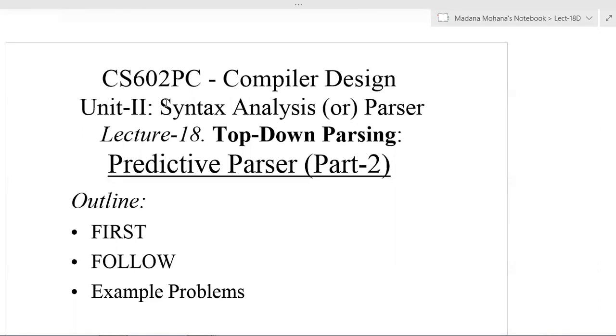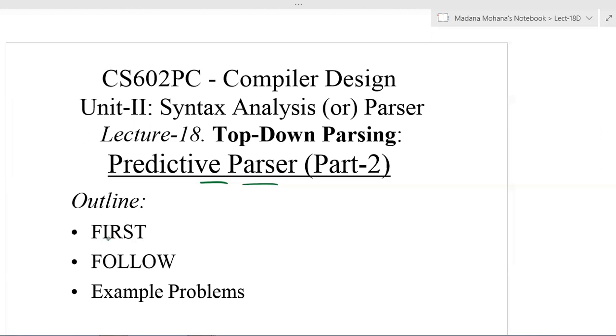So in our last lecture, we discussed predictive parsing introduction, the model, then the working of the predictive parser, and demonstrated it with one example. Now, continuing with the predictive parser, in this lecture we will discuss two important computations for the construction of the predictive parsing table.